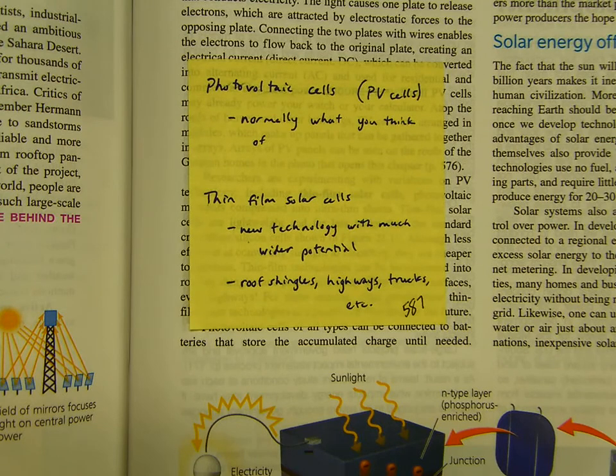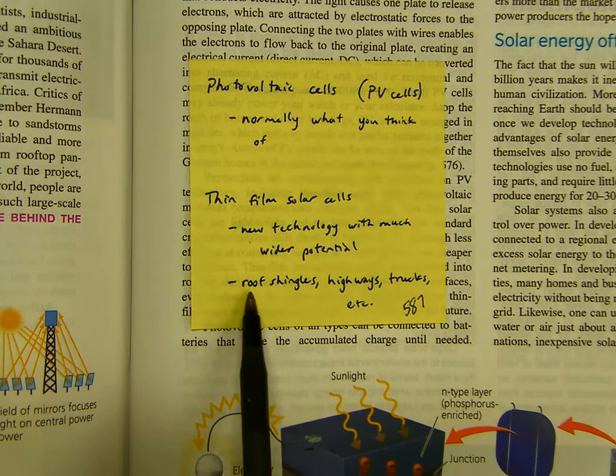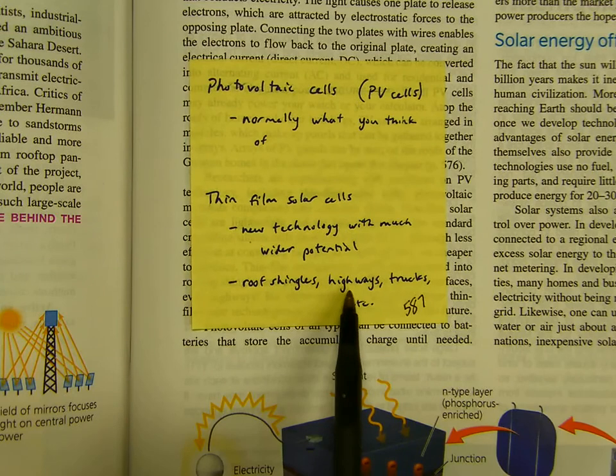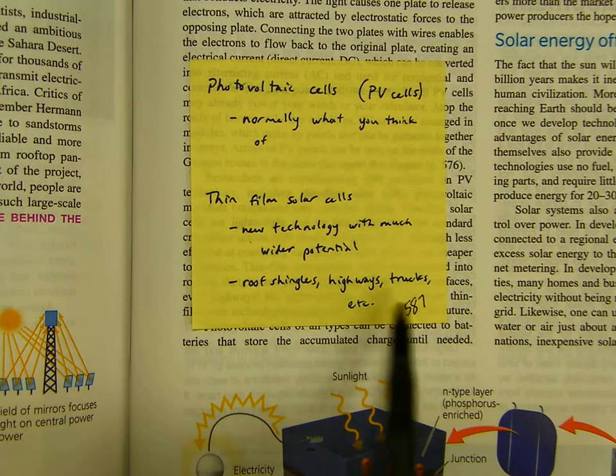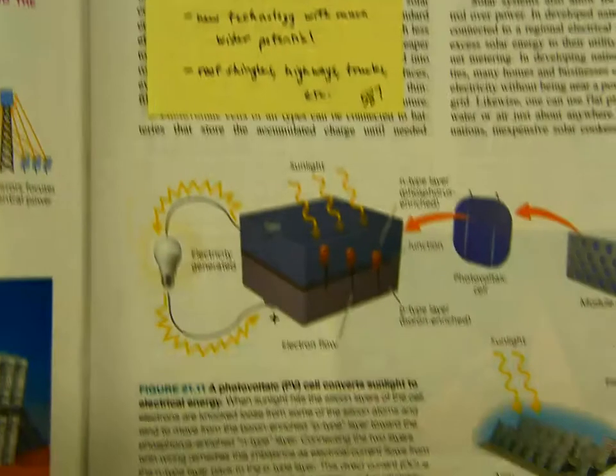They're potentially making them into roof shingles, so instead of having a big panel on top of your house, you have individual shingles to do the same thing. They're potentially doing highways with them, and putting it on top of trucks, like a big semi truck where the whole top has solar cells in it, so that way it can help power the electronic portion of that truck. So you can see the basic ideas right there.